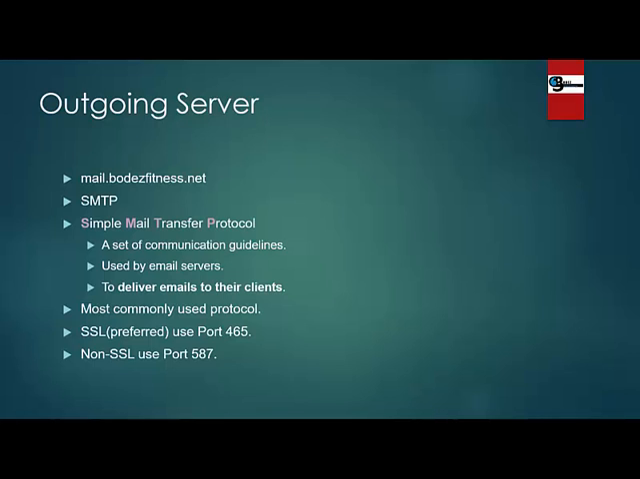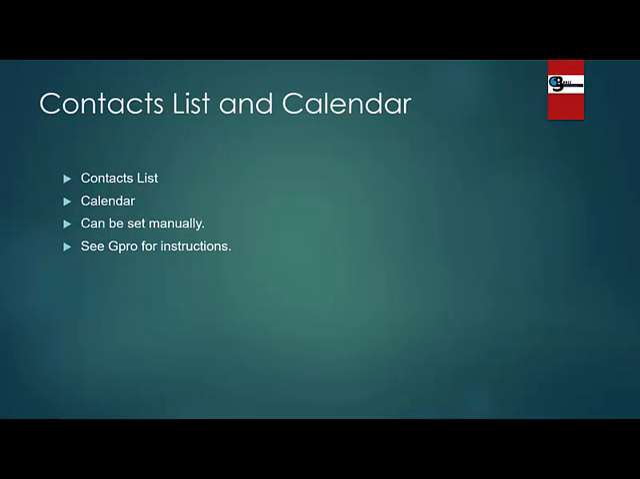Some of the additional things that can be set up on email accounts, especially on your iPhone or tablets, is you can access the contacts list or calendar. These can be set up manually. Actually, the instructions for this are sent in your welcome email that comes into each of these accounts. That welcome email will specify how to set up your calendar or your contacts list. If you're having problems, please see me for the particular instructions if you can't figure out what you need to do for that.